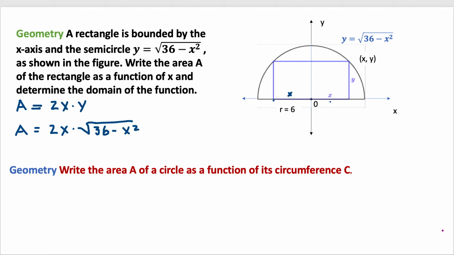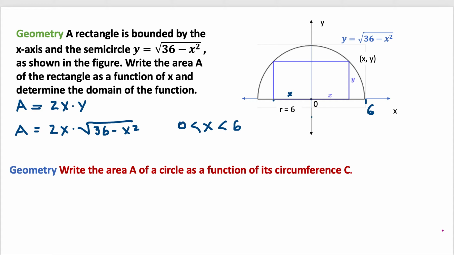And now we have to find out the domain. Because this is 36, we already know the radius here is 6. So here is 6. And what do we know here? The domain x is somewhere between 6 and 0.